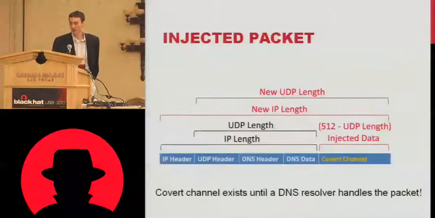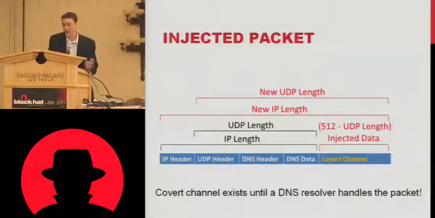So this is a basic idea of what I'm talking about here. You have your IP header, UDP header, DNS header, then you have your DNS data. Well, what you can do is take the IP and UDP lengths and increase those by the amount of injected data you want to throw in that particular packet. And then you're going to have to put a new UDP checksum on there and a new IP checksum on there when you modify it.